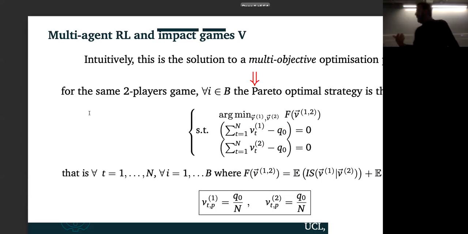One can find analytically the Pareto optimum strategy by solving the problem of minimizing the total implementation shortfall for both agents under the constraint that the agents are able to trade everything. And well, maybe not surprisingly, you find that the Pareto optimal strategy is that both agents trade as if they were alone. If they were alone, they would trade at a constant speed, right? And the Pareto optimal strategy is the strategy where both agents trade at the optimal, which is different from the Nash equilibrium. The Nash equilibrium, as I'm going to show you, is completely different.